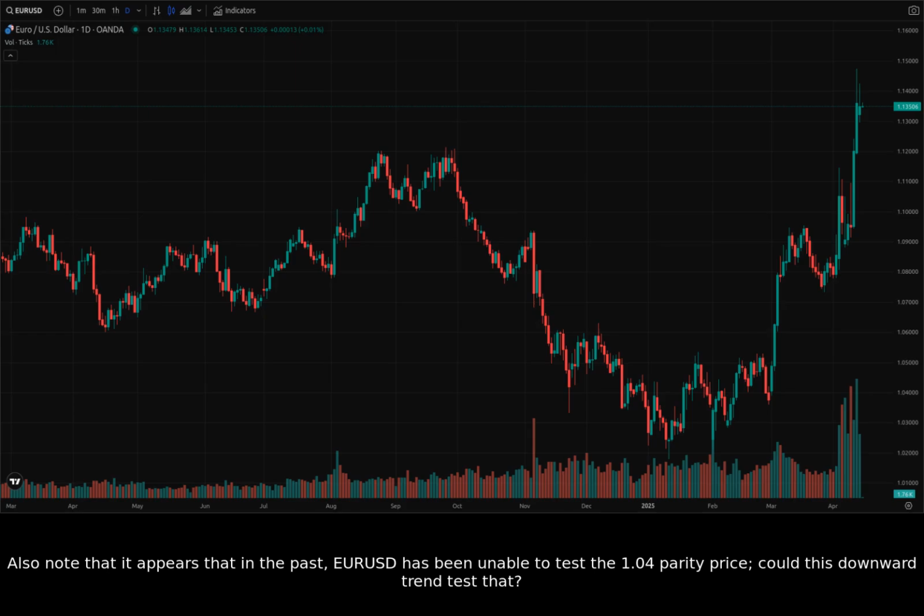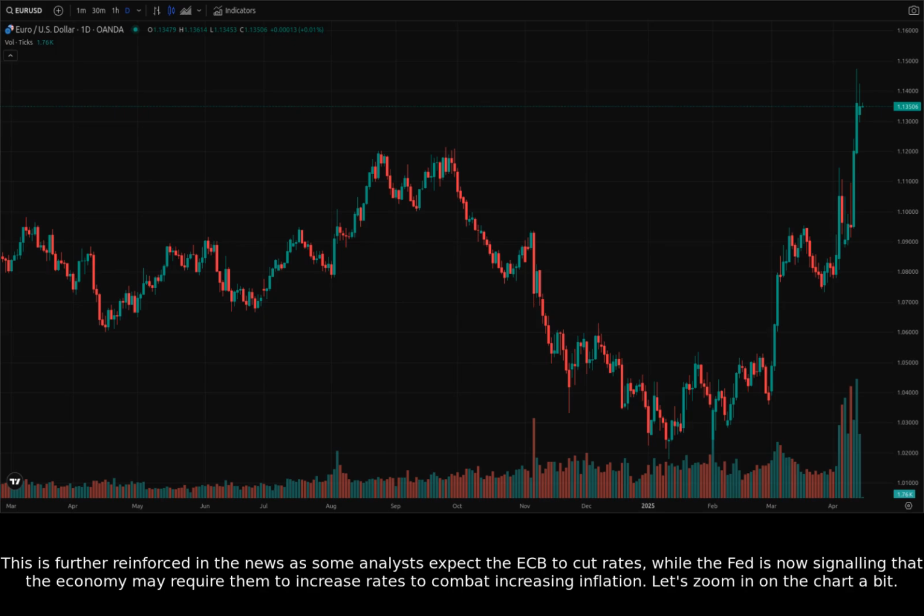Also note that it appears that in the past, EURUSD has been unable to test the 1.04 parity price. Could this downward trend test that? This is further reinforced in the news as some analysts expect the ECB to cut rates, while the Fed is now signaling that the economy may require them to increase rates to combat increasing inflation.